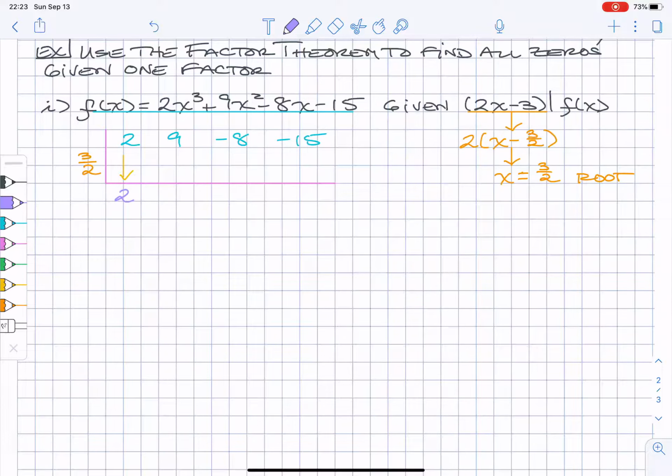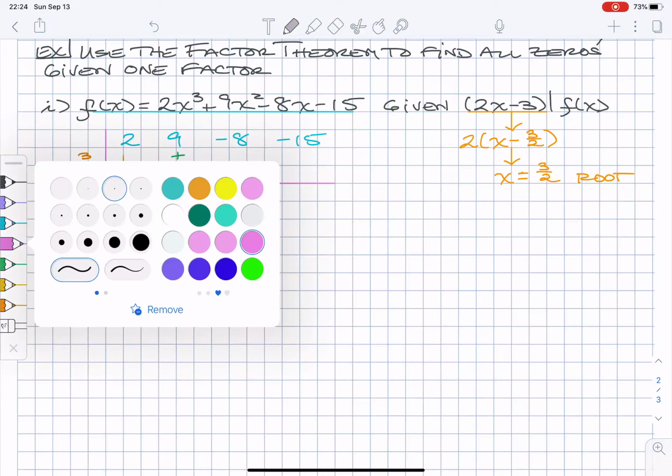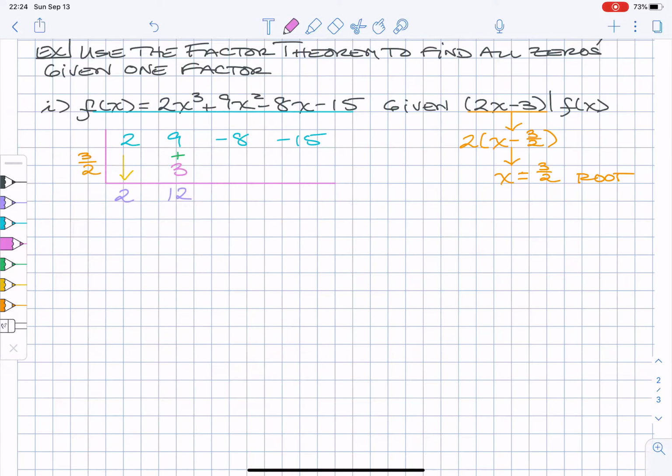Okay. So 2 divided by 2 is 1 times 3 is 3. So now we add this column. 9 plus 3 is 12, and we start again. 12 divided by 2 is 6. 6 times 3 is 18.